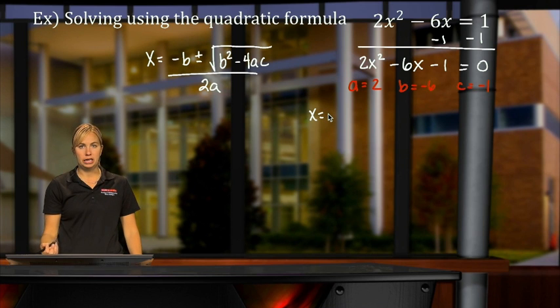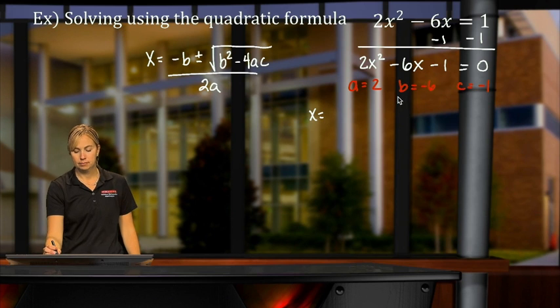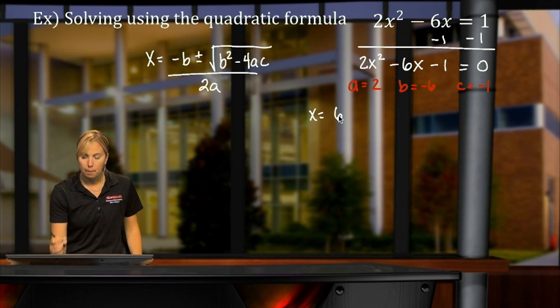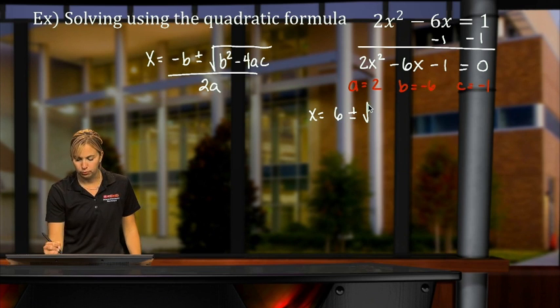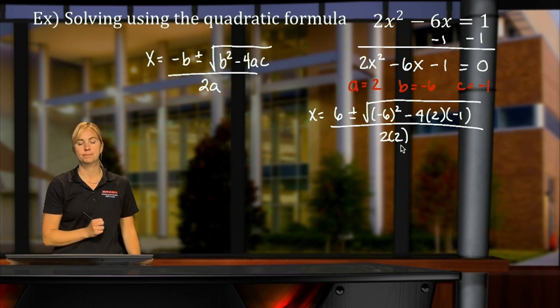Now we start plugging into the quadratic formula. We start with negative b. Positive b is negative 6, so negative b is positive 6, plus or minus the square root of b squared minus 4 times a times c, all divided by 2a, or 2 times 2.